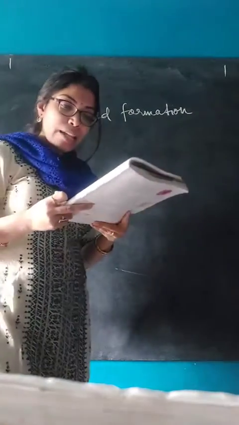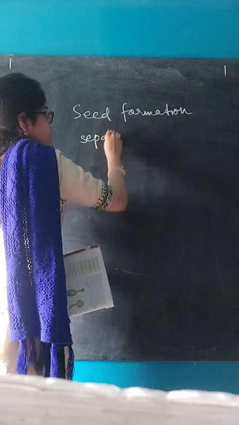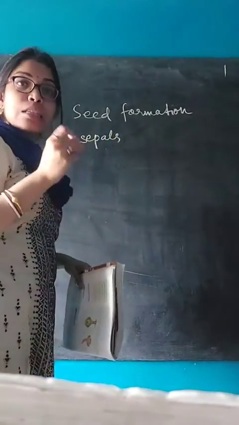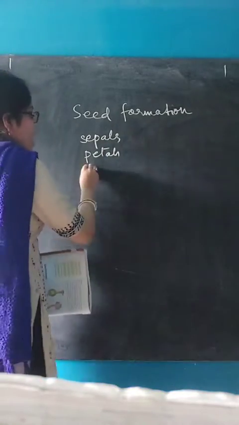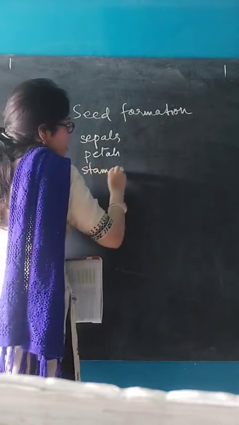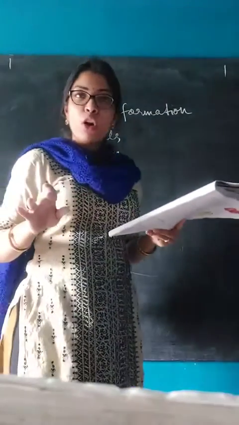Okay, after fertilization, the sepals, petals and stamens. What are the sepals? The small green leaf-like structures near the base. Sepals, then petals, obviously you know the petals, and the stamen, that means the male reproductive parts. Okay, they fall off from the flower.